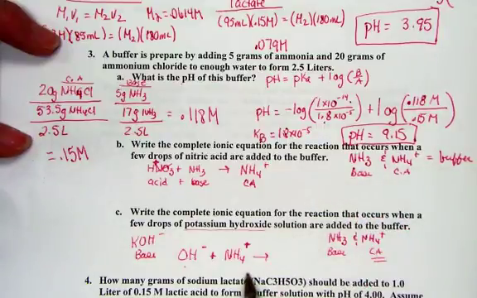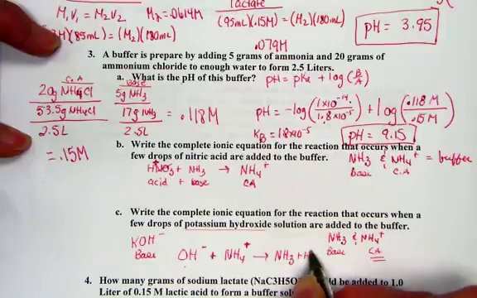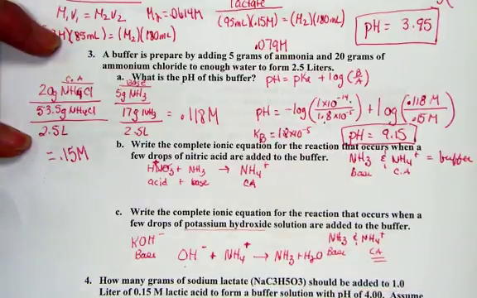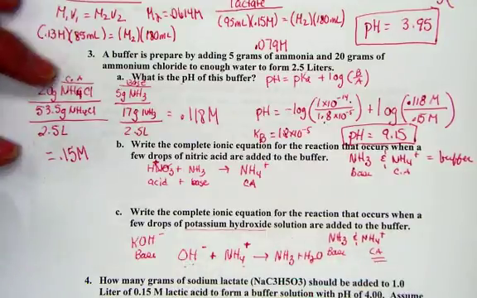Again, think proton transfer. We will produce ammonia and a water molecule. The proton transfers from the acid to the base. Acids are proton donors, bases are proton acceptors. So we form more base when we add a strong base.